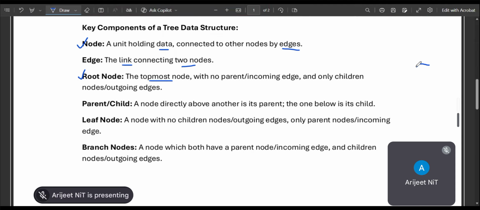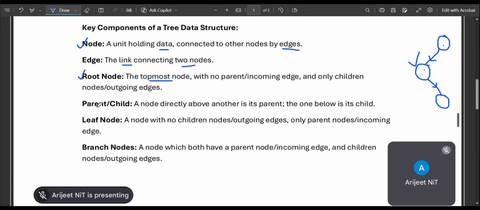Suppose this is a random node. If it has a parent, there is an edge coming from parent to child, right? So this is an incoming edge, the connection between parent and child. And if this particular node has children, then there is an outgoing edge. That is, it has a child node. That's what I meant.